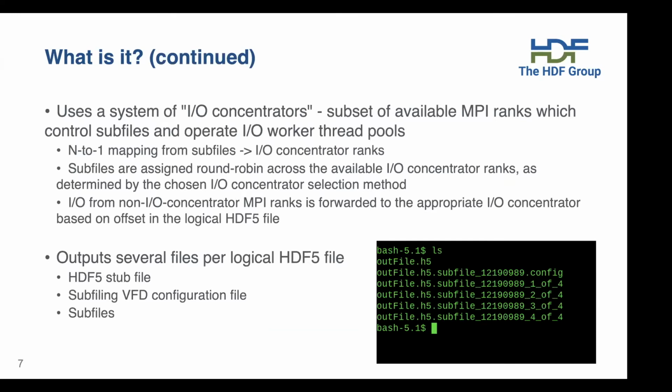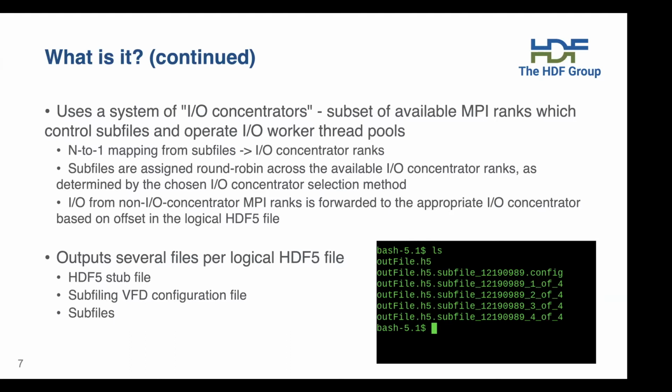And so the VFD uses a system of what we call I/O concentrators. And these are just a subset of the available MPI ranks in the application that control these subfiles and have thread pools that do I/O on them. So there's an N-to-1 mapping from the subfiles to the I/O concentrator rank. So one particular I/O concentrator can control more than one subfile. And the subfiles are just round robin across these I/O concentrator ranks according to how the application chooses to select the MPI ranks as I/O concentrators.